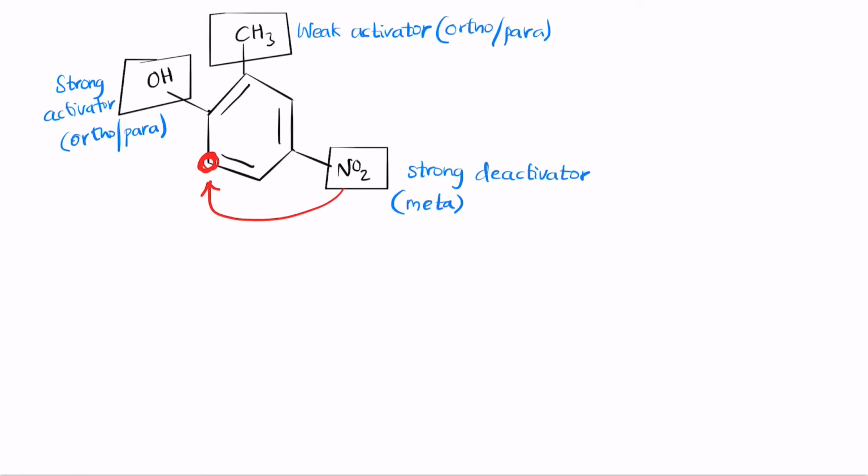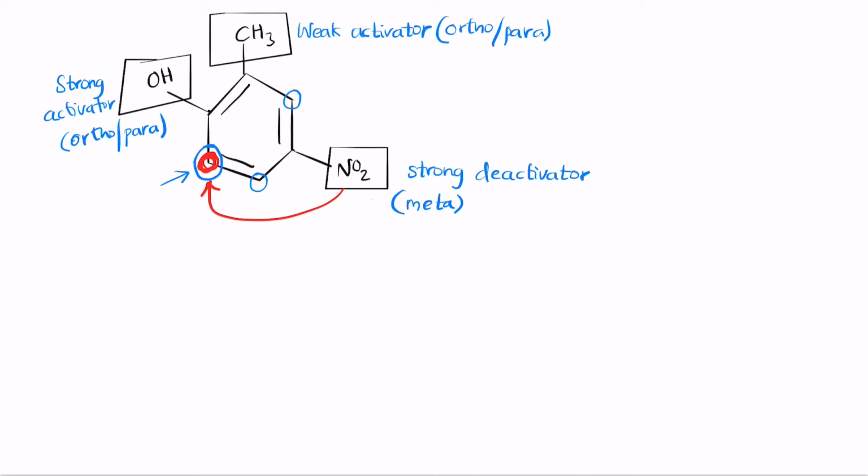For OH, the positions are either this, this, or this. You cannot have the last one, because where NO2 is, it does not occur there because of steric hindrance. Where CH3 is, it does not occur there as well. Next, for CH3, the ortho position is this position or the para position is this position, because it's close to NO2. So for both OH and NO2, this is the position that is most common for both of them.